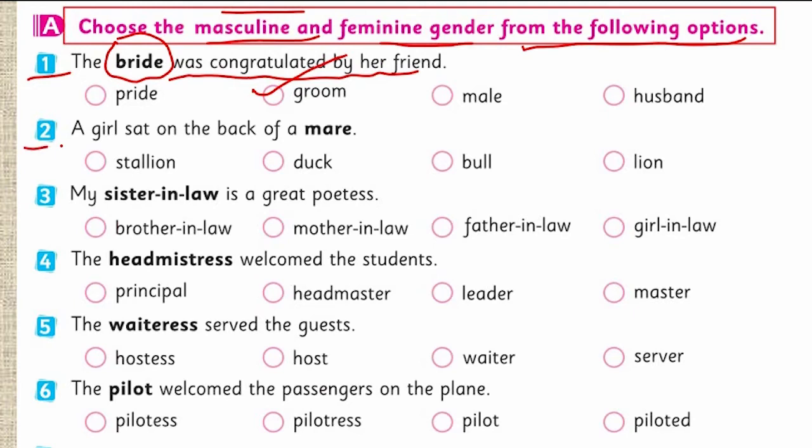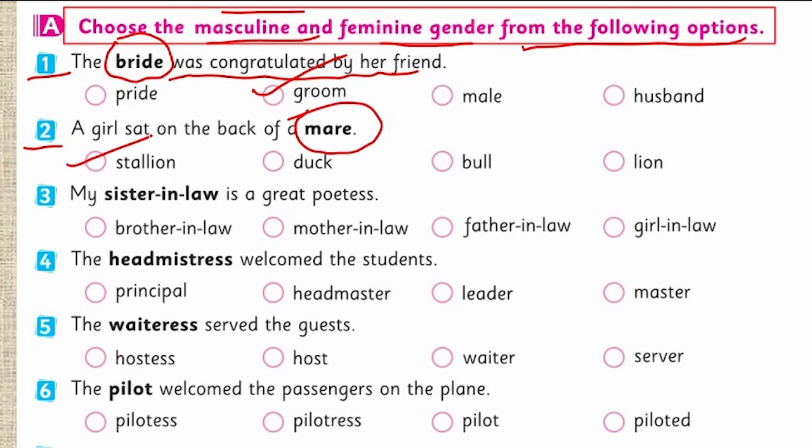Look at the second one. A girl sat on the back of a mare. Mare is the feminine noun here. It belongs to the horse, the female horse. What will be the masculine noun for it? Yes, stallion.